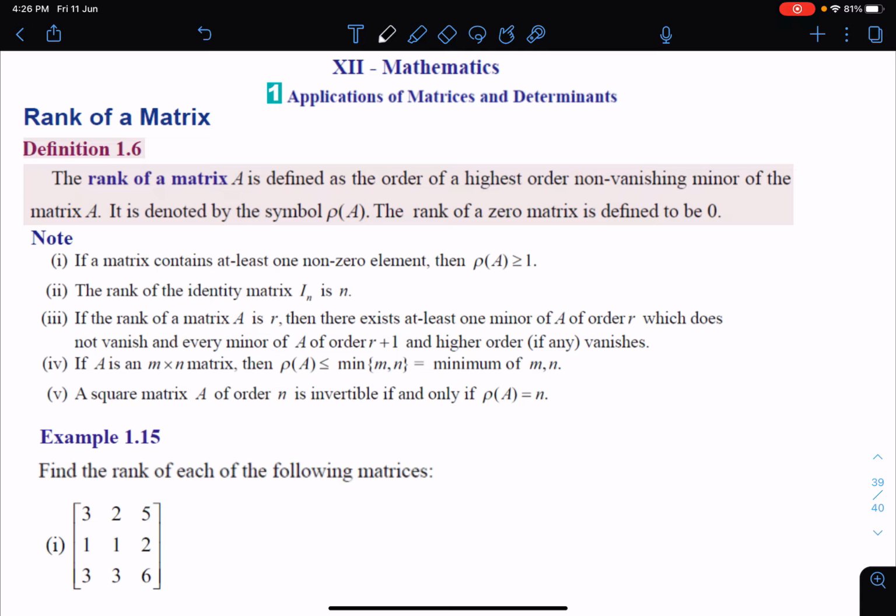Hello, class channel students. Welcome back to chapter 1, applications of matrices and determinants. Today we are going to see the concept of rank of a matrix.